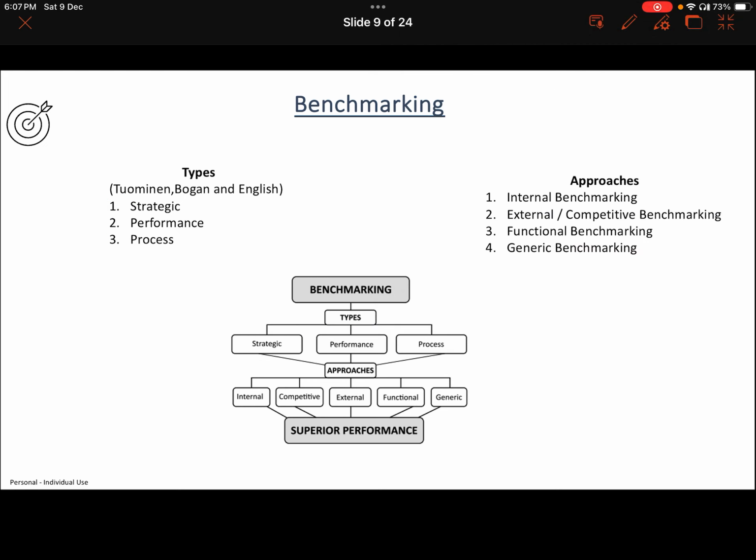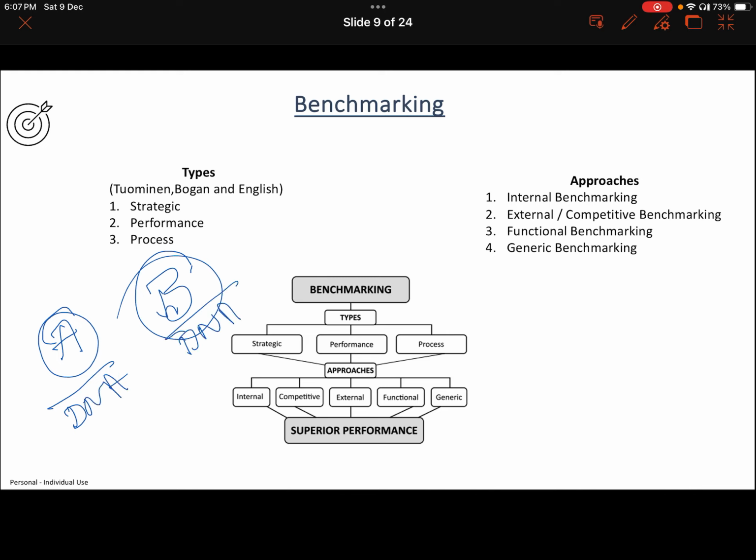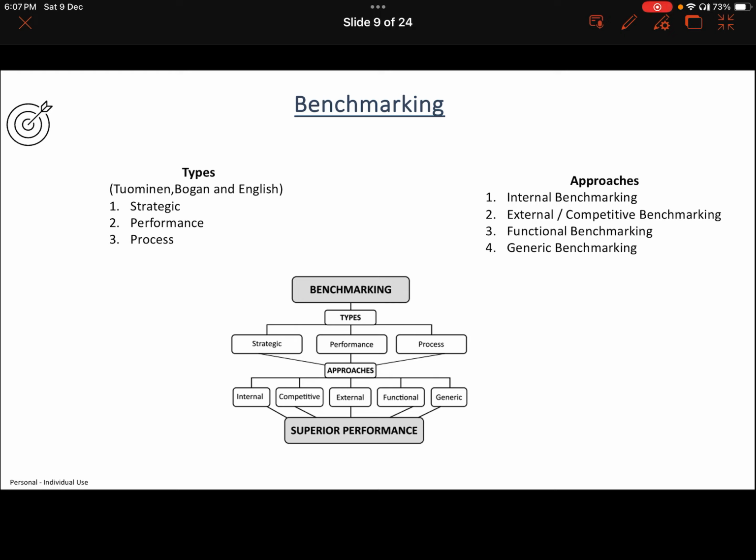In simple terms, it is copying, but it is not just copying. It is using the best practices and applying them to your business with small modifications. Remember, guys, if it is working fine with company A, it is not necessary that it will also work fine for company B, because the DNAs of these companies are different. So benchmarking is taking this, making certain modifications, and then applying it in your business. Benchmarking includes strategic, performance, and process benchmarking. These are the types of benchmarking.